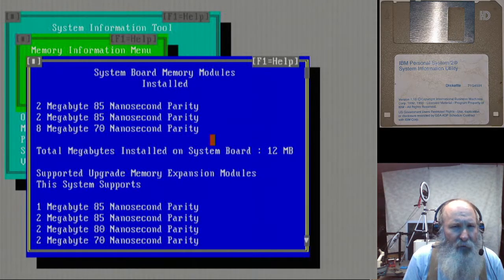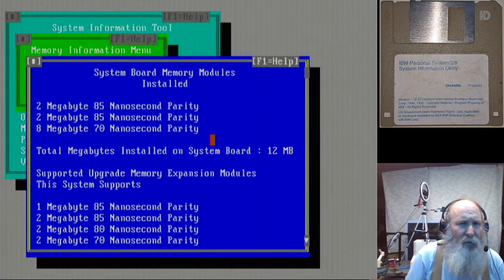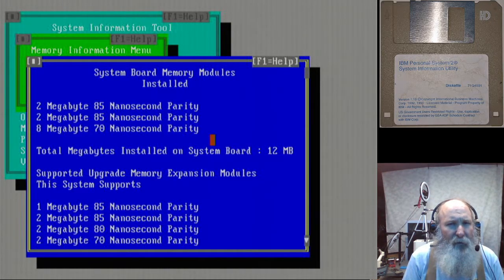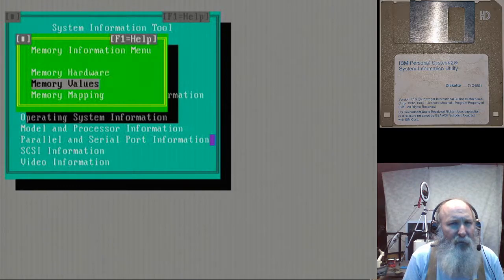I think what it does is it treats half of that planar memory that's in the one corner as 2 megabyte, and then the other half that's installed over where that unpopulated SIM slot is as the other 2 megabyte, and then it recognizes that 8 megabyte in the SIM slot.